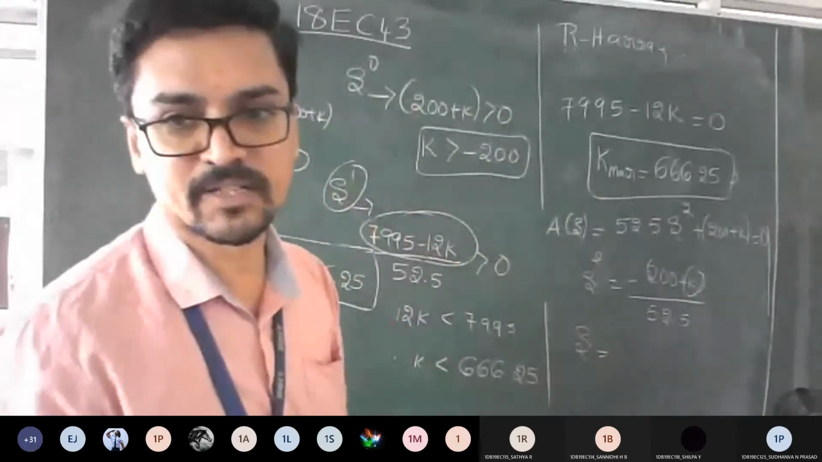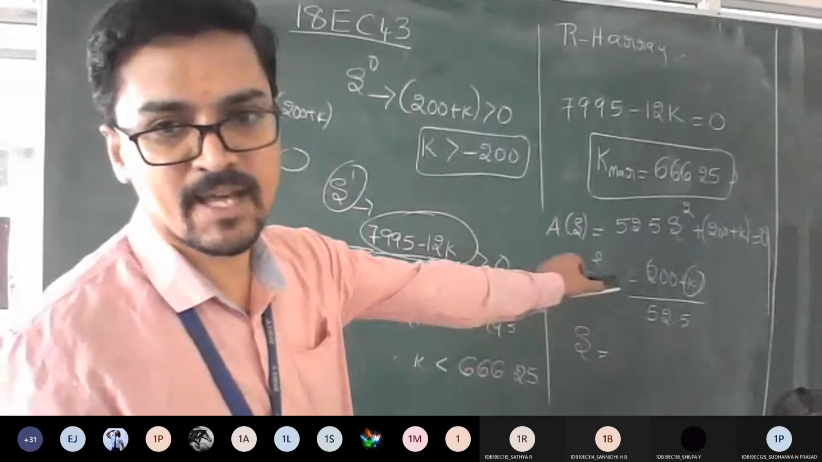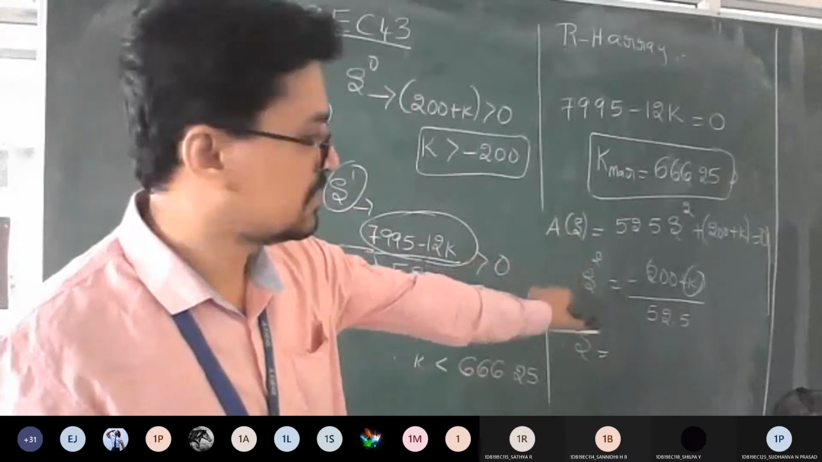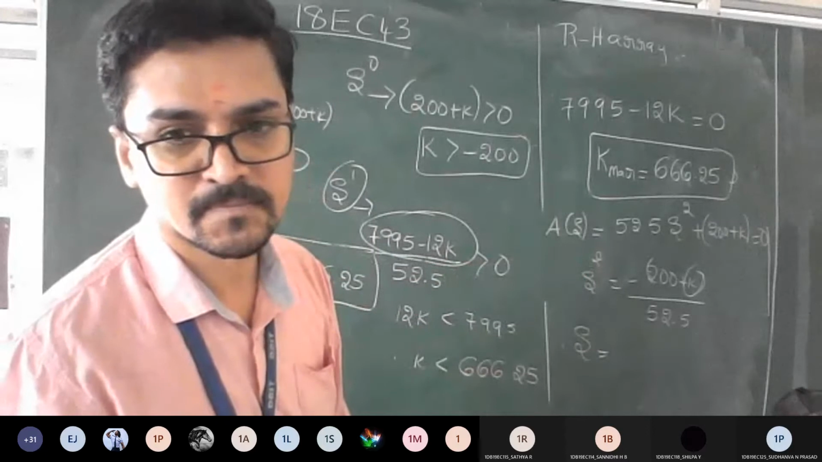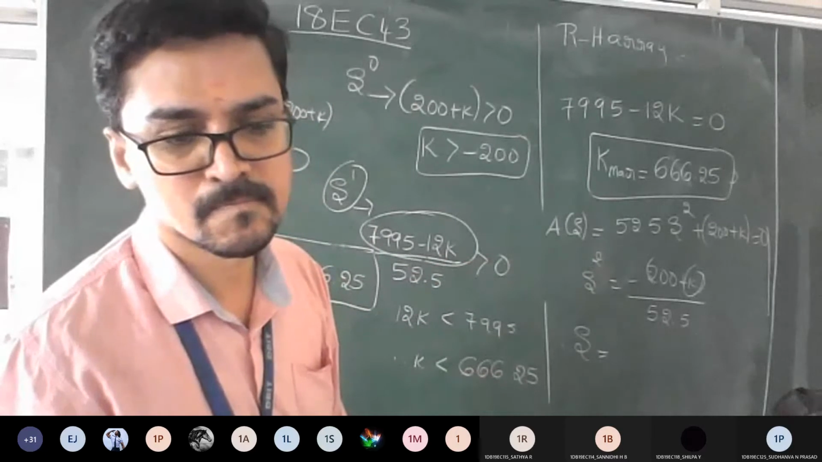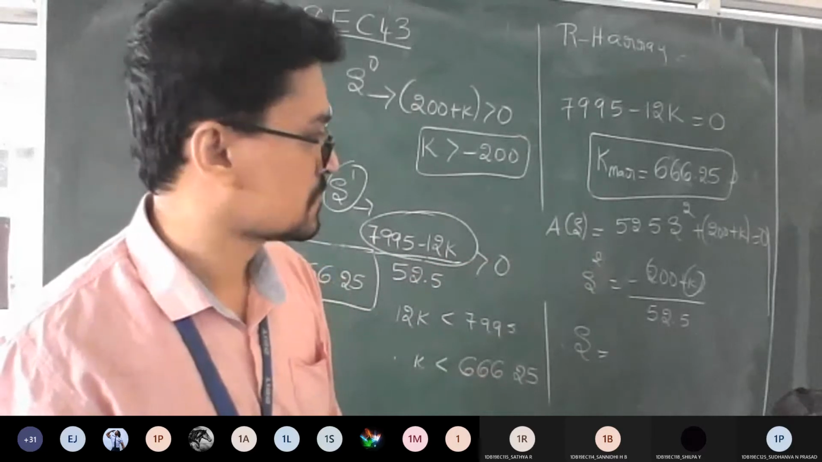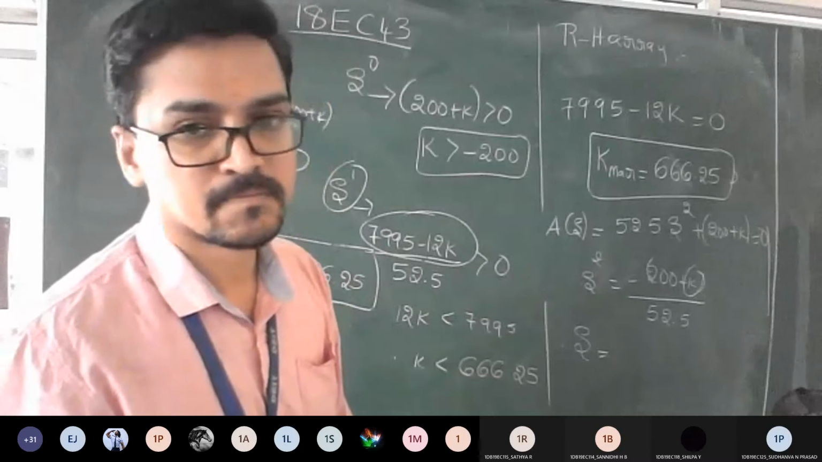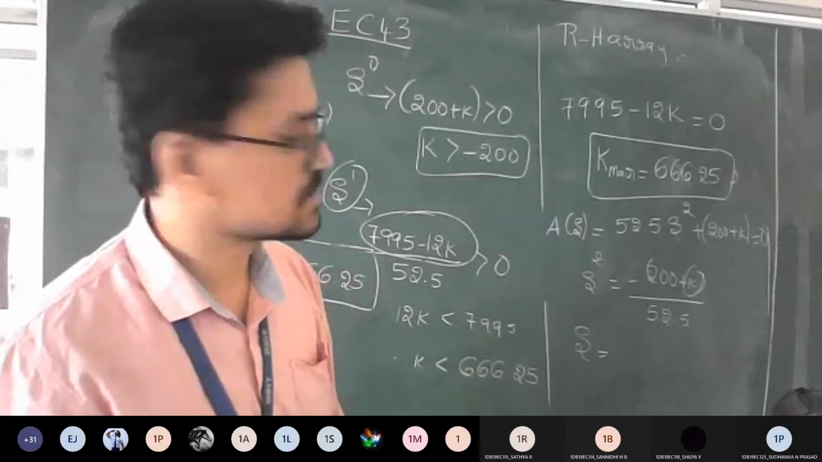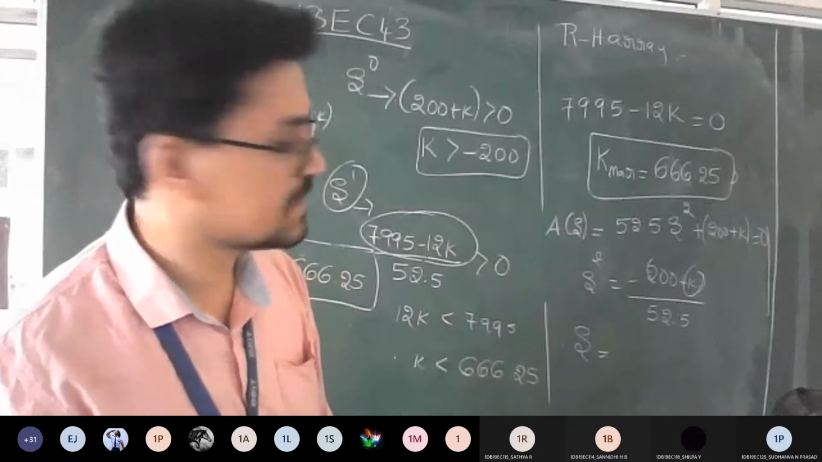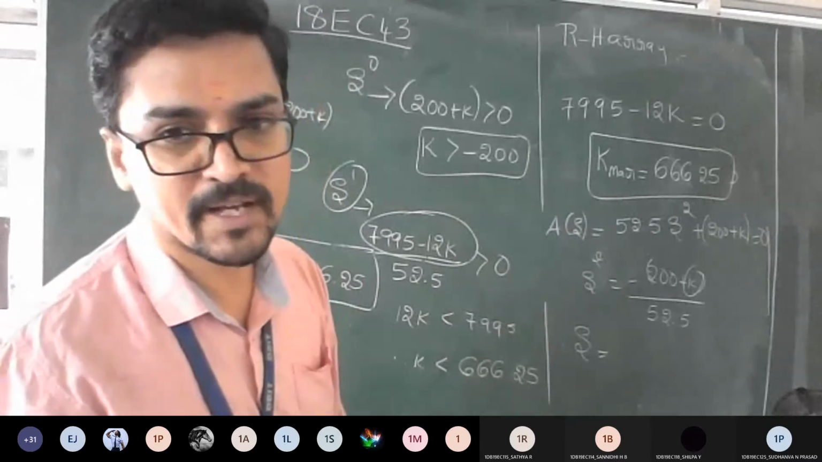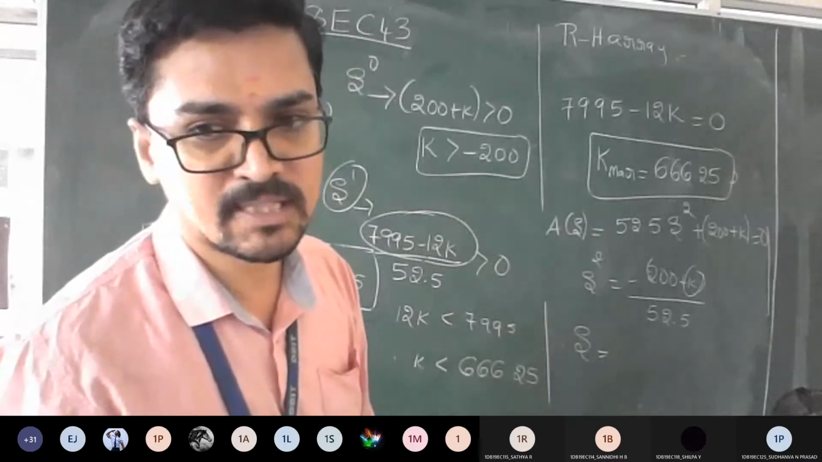All known factors are given. Just substitute the value of k; that k should be k margin. Then check what the value of s is. So minus (200 plus 666.25) divided by 52.5. For that, apply the square root and tell me what the answer is.